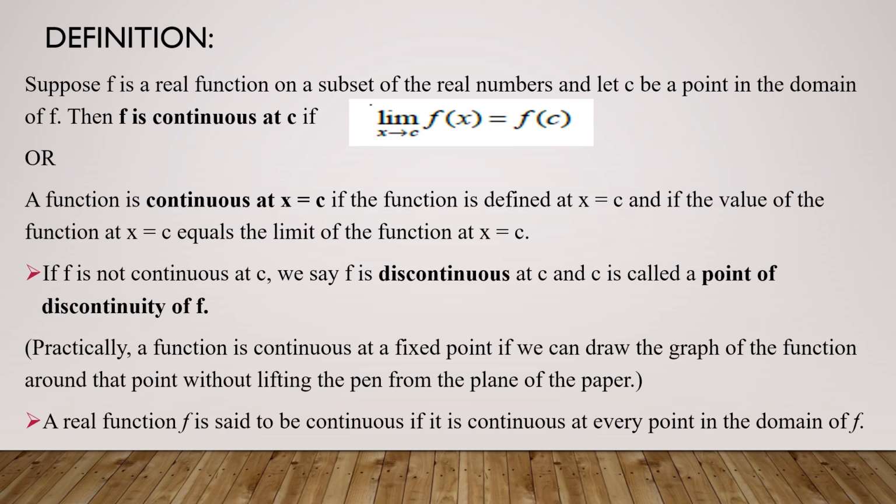Now, if f is not continuous at c, we say that f is discontinuous at c and c is called the point of discontinuity. In easy language, a function is continuous at a fixed point if we can draw the graph of the function around that point without lifting the pen from the plane of the paper. A real function f is said to be continuous if it is continuous at every point in the domain of f.